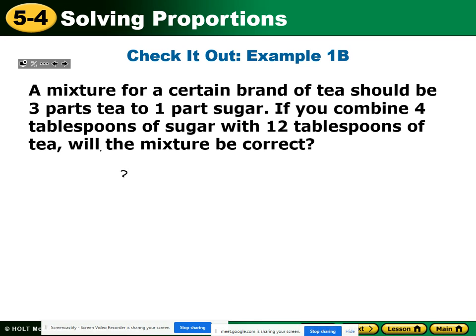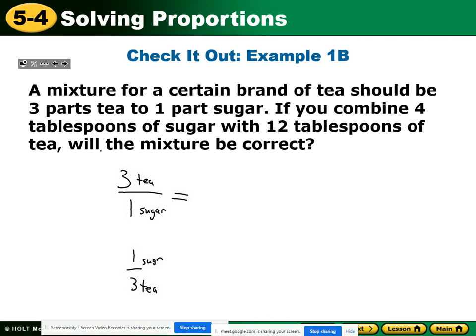3 to 1. Okay, 3 tea to 1 sugar. And I really advise doing this. Now, what if I told Christine I want to do 1 sugar over 3 tea? Is what she did wrong? No, not at all. Is what I did wrong? No. But are our fractions on the other side going to look different too?